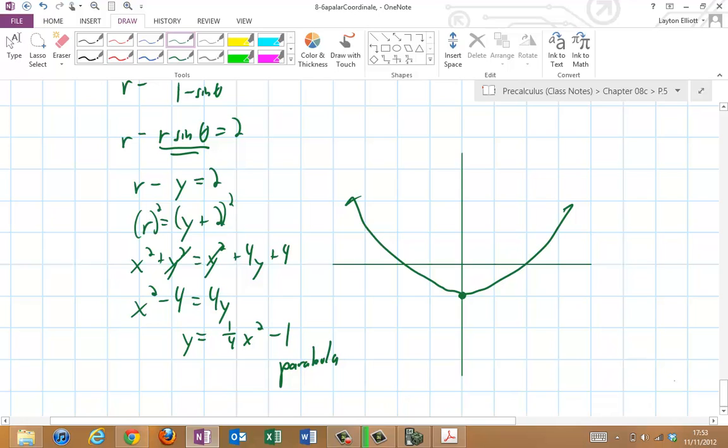Just use some substitutions. When you're doing the equations, try to get everything out of thetas and r's. Your thetas, you're going to be using r cosine of theta is equal to x, r sine of theta is equal to y. And then your r's, you're always going to want to try to take your r's like we did here into x squared plus y squared. Okay, that's it.